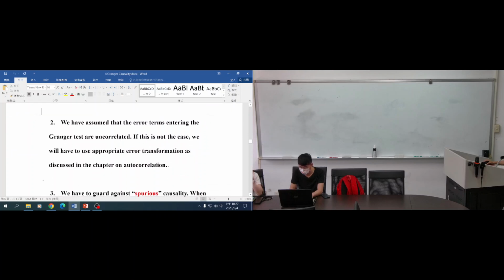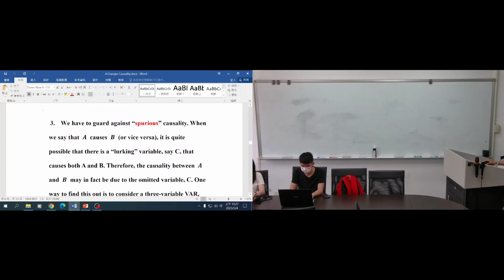You have to know that. Second one, we have to assume that the error terms entering the Granger test are uncorrelated. Since this is what we call a distributed lag model, we need to make sure the error terms are white noise. So this is the second factor for consideration.